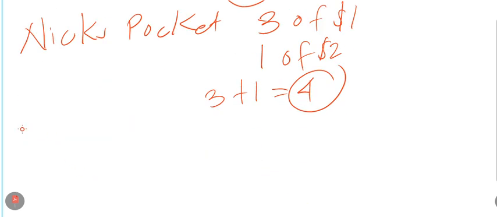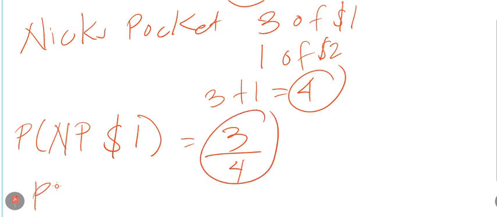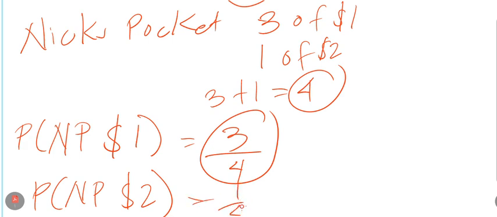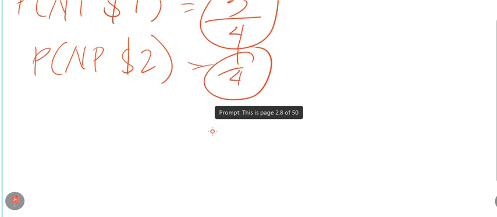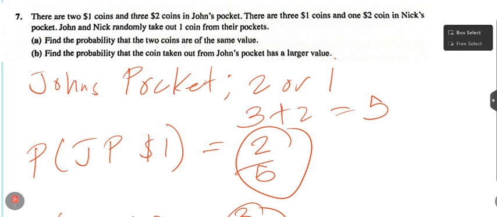Now let's find the probability for each of them. For Nick, the probability of picking a $1 coin is 3 out of 4. The probability of picking a $2 coin is 1 out of 4. Okay, now that we have all those probabilities, let's answer question number 1.